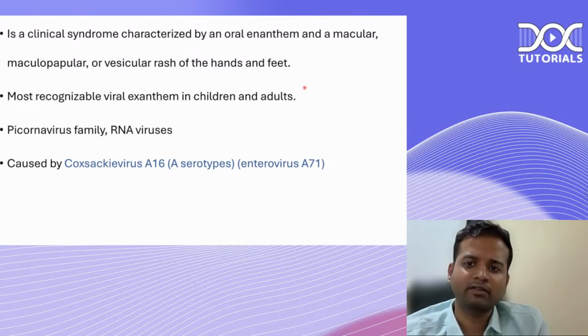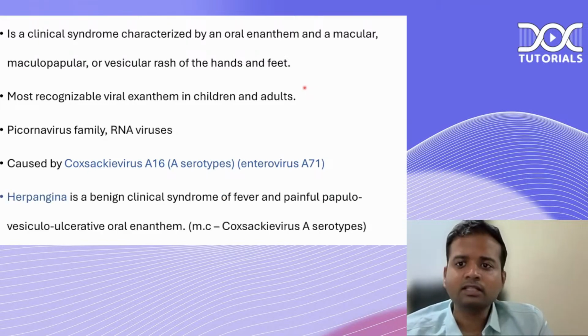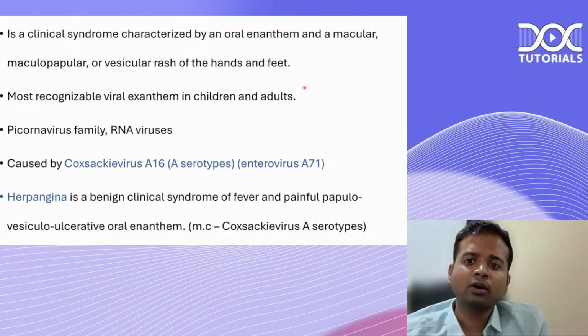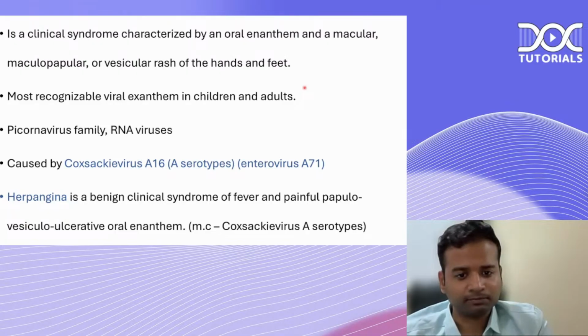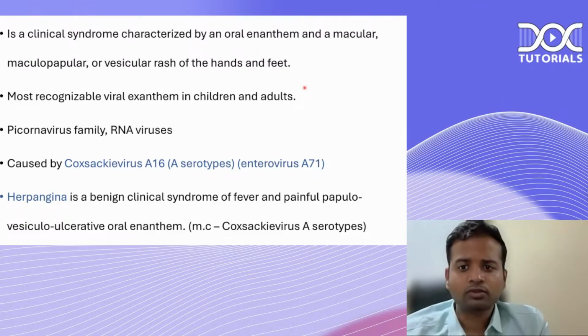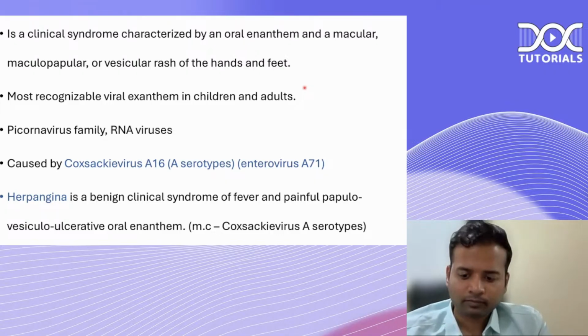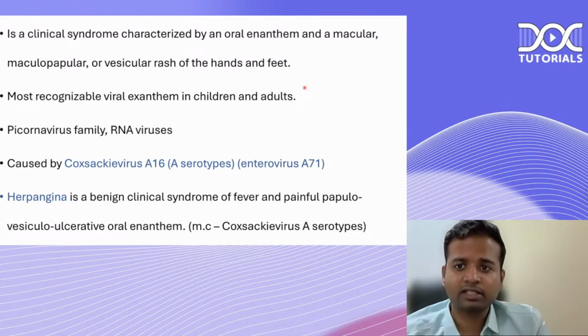All are RNA viruses. And there is another syndrome called herpangina. It is also caused by the enterovirus genus group of viruses, and it is also a benign clinical syndrome of fever and painful papulo-vesiculo-ulcerative oral enanthem, and it is also caused by Coxsackie A serotypes. So both are different clinical syndromes, but caused by the same group of enterovirus family. Just the clinical presentation is different and the virus serotypes are different. One is HFMD and the other is herpangina.